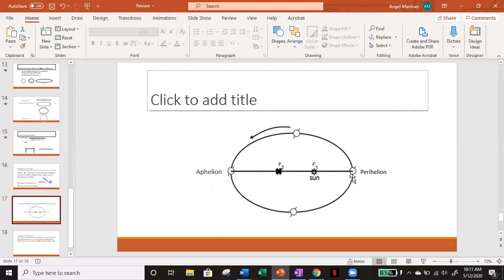Let's say I gave you different speeds at these different points. The one at the perihelion is supposed to be the fastest, and the one at the aphelion is supposed to be the slowest. That's how you know if it follows Kepler's second law. The closer it is to the sun, the faster it moves. The farther away it is from the sun, the slower it moves.